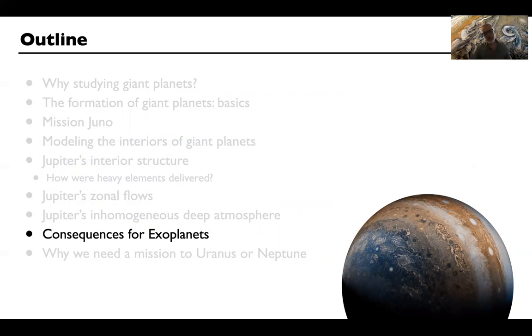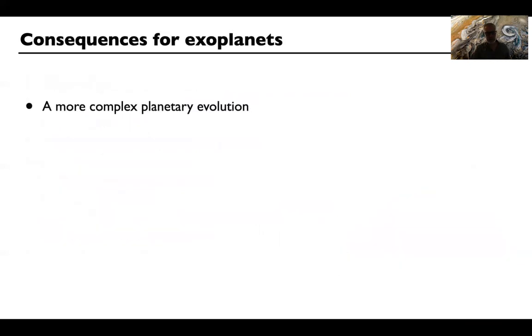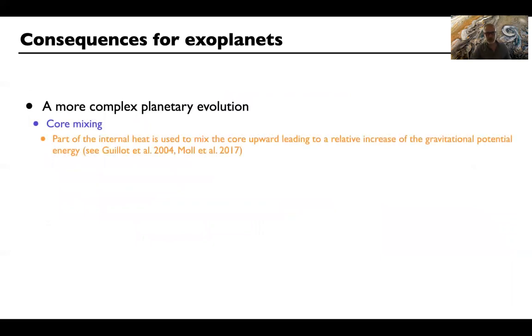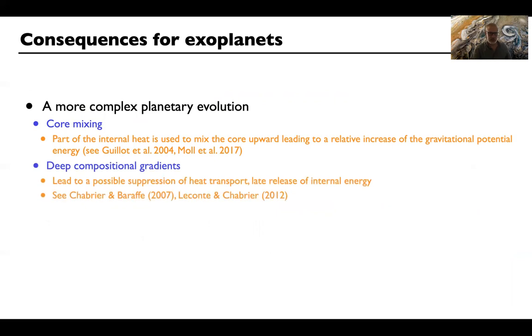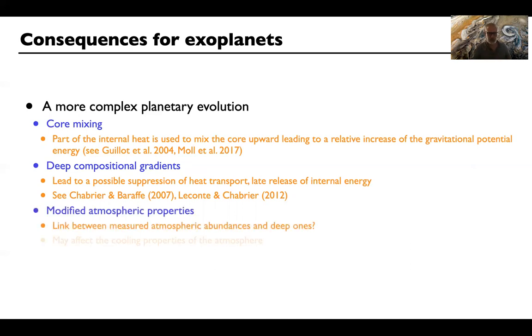So of course, there are consequences for exoplanets. We have a more complex planetary evolution. We have to account for core mixing. So part of the internal heat will be used to mix the core upward. So this will lead to a relative increase of the gravitational potential energy. We have deep compositional gradients that can lead to a possible suppression of heat transport and a late release of internal energy. We modify the atmospheric properties because of that.